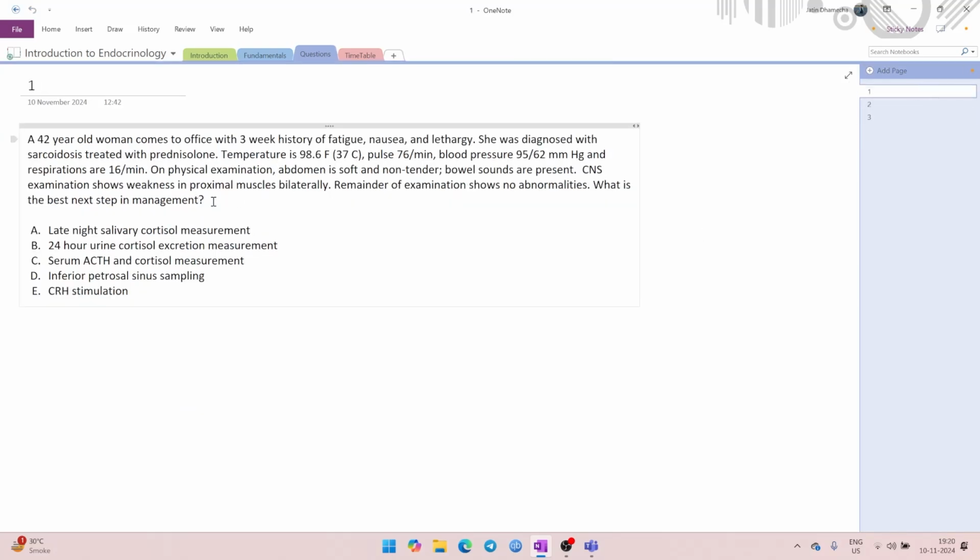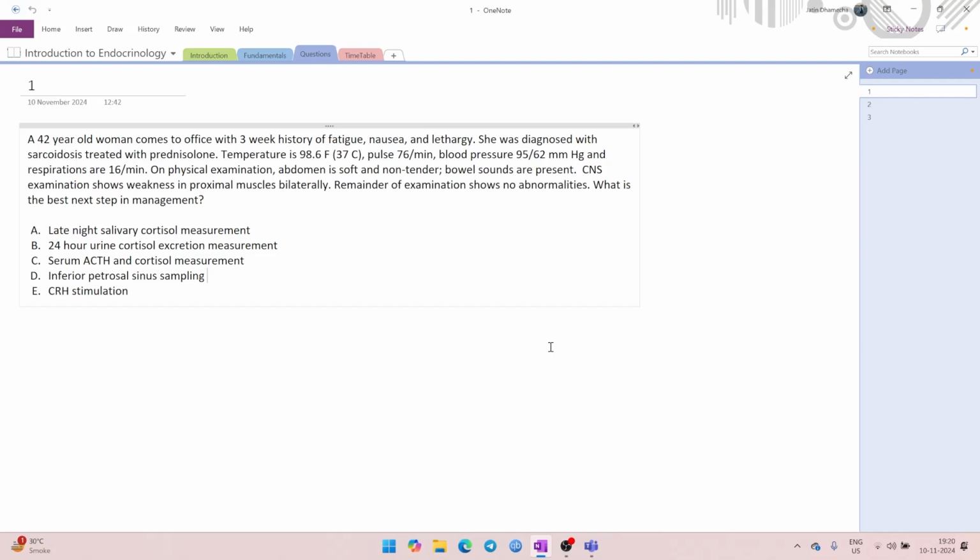So this is our first question. Let's go through this question first. What is the best next step in management? First, start with the question. A 42-year-old woman with a 3-week history of fatigue, nausea, lethargy, diagnosed with sarcoidosis, treated with prednisone. Temperature is 98.6, pulse is 76, BP is 95/62, respirations are 16. Physical examination shows abdomen is soft, non-tender, bowel sounds are present. CNS shows weakness in proximal muscles bilaterally. What is the best next step in management?